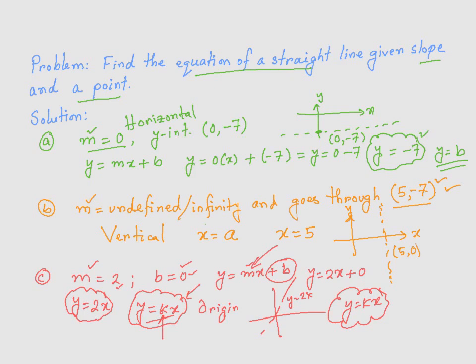These are the special cases that I wanted to discuss, and I have covered 3 different cases. One is when slope is 0, horizontal. One is when slope is undefined, a vertical line. And one is when b is 0, the y-intercept is 0, it's a line that goes through the origin, and it has the form y = kx. I hope that this discussion was helpful. Thank you very much.